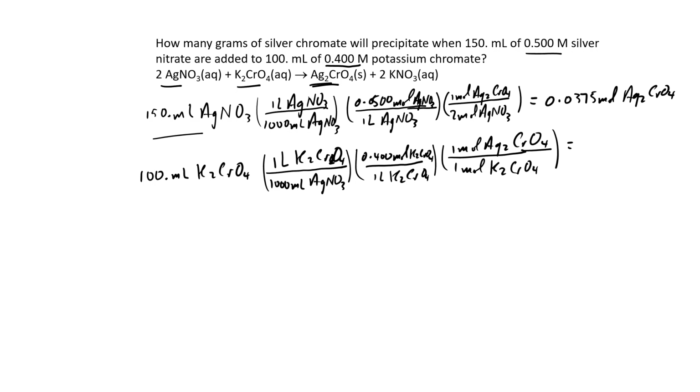So again, we have to do some number crunching. 100 divided by 1000 times 0.4, and according to my calculations, this works out to be equal to 0.0400 moles of silver chromate. So what we do next is compare this number to this number, and we see that this number is lower, which tells us that it is silver nitrate that's the limiting reactant.